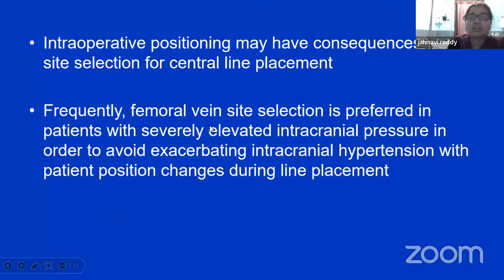Intraoperative positioning may have consequences on site selection for central line placement also. For example, if the patient has increased cerebral venous pressure, we can't put him in the Trendelenburg position, and it is difficult to access for the central line because the distension of the vein and the vein visibility is also reduced. So we should carefully consider femoral vein selection for placing the central line in cases of increased intracranial pressure and intracranial hypertension patients, so that we won't exacerbate the pressure more by changing the position in such conditions.